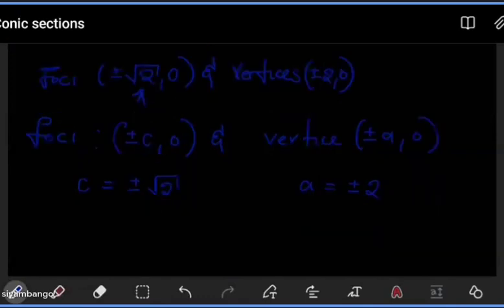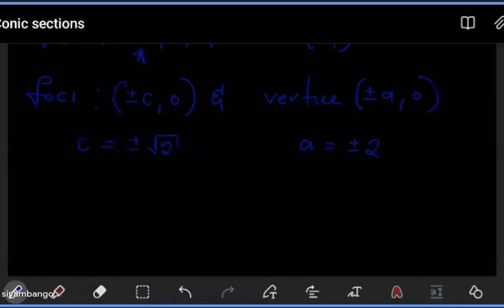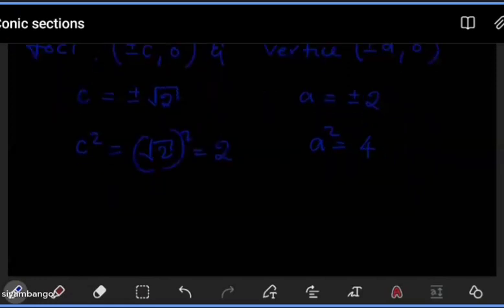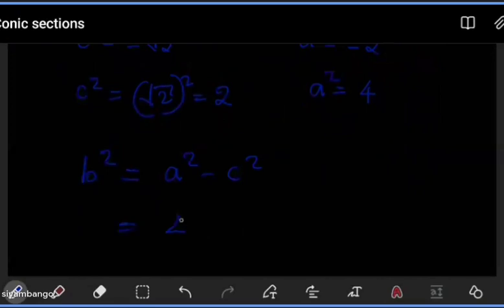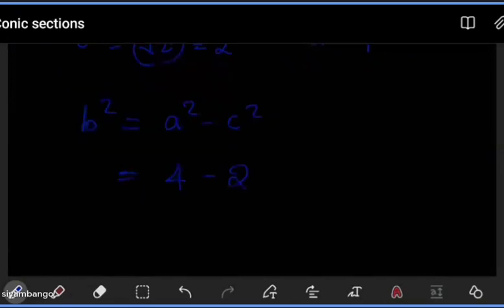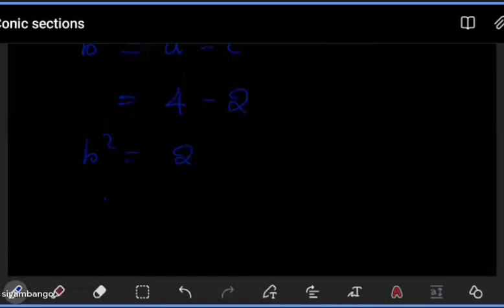Once you have what A and what C is, you can find what B is. Because, of course, you know that A squared will have to be 4, and C squared, not the square root. If I have root 2 and I square it, I know I'll just get 2. So we know that for an ellipse, B squared is equal to A squared minus C squared. A squared is 4. C squared is 2. So we have B squared equal to 4 minus 2. We have 2, so that B is equal to root 2.